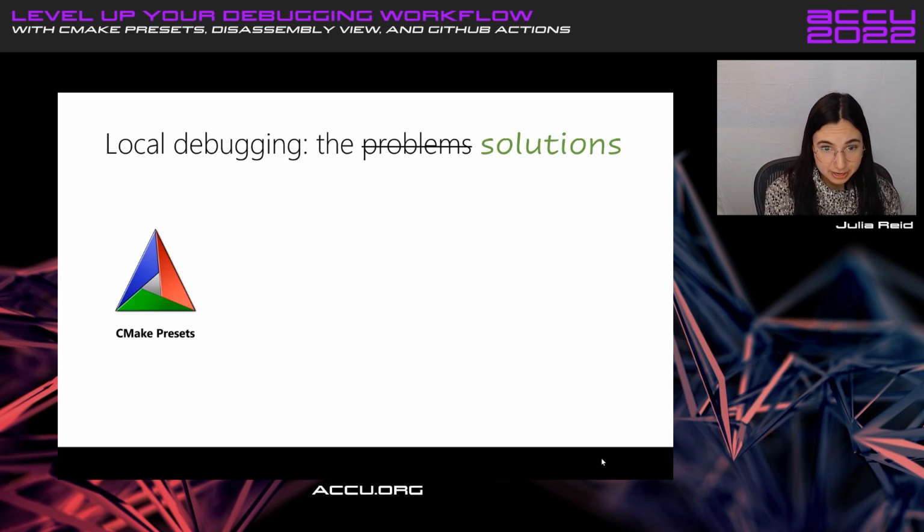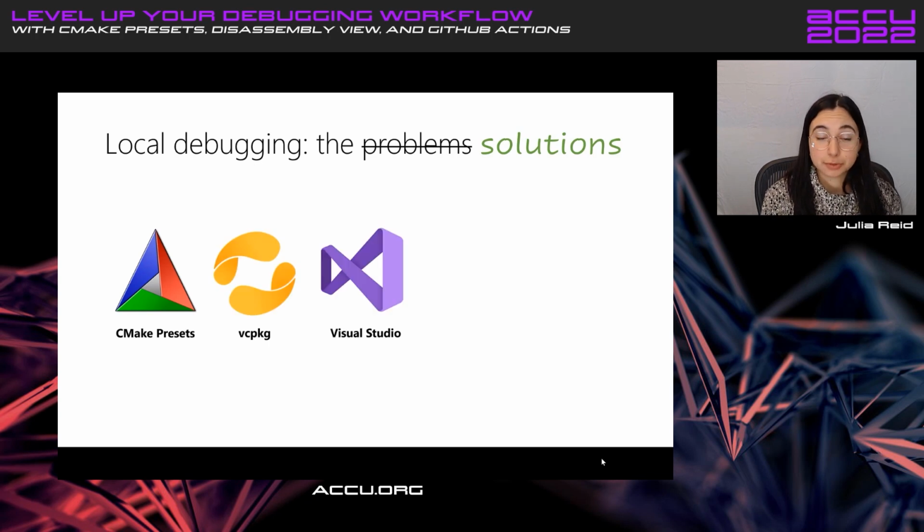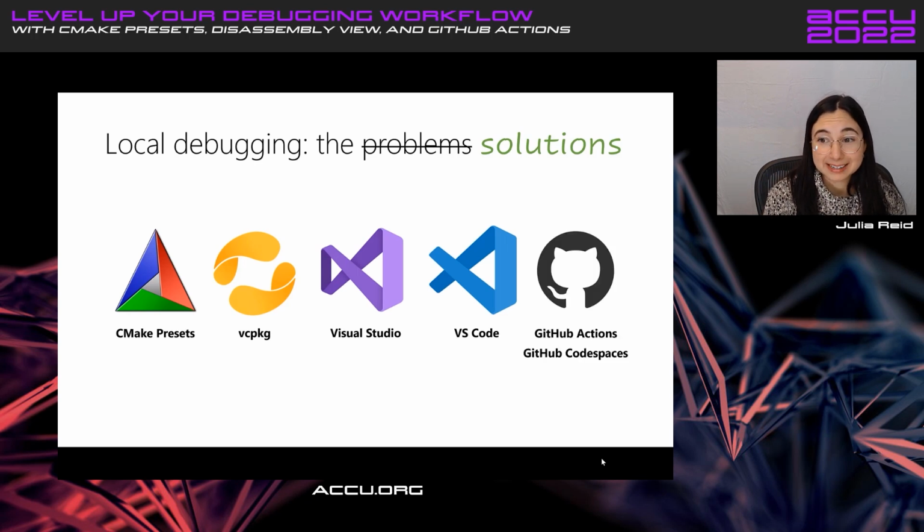Some other tools you can use to solve your cross-platform debug problems and prevent them from ever happening again include VC Package, Visual Studio, VS Code, and GitHub Actions and GitHub Codespaces. I'll dive into each of these tools today, but let's start with CMake Presets.